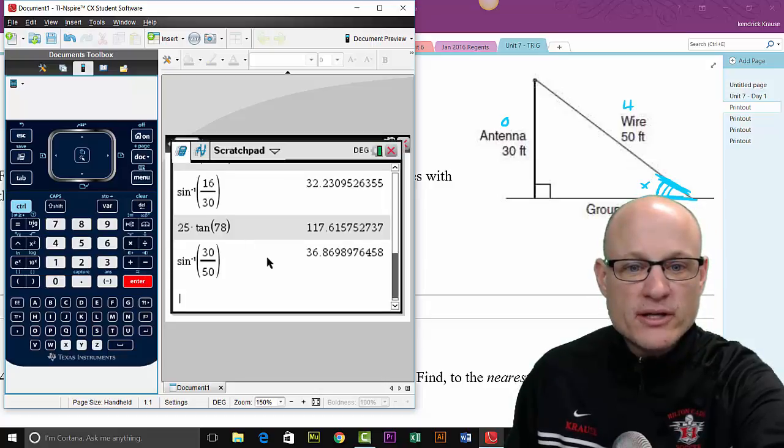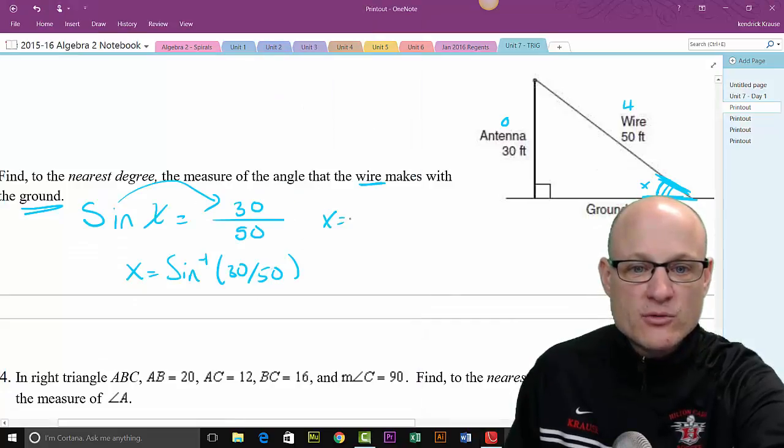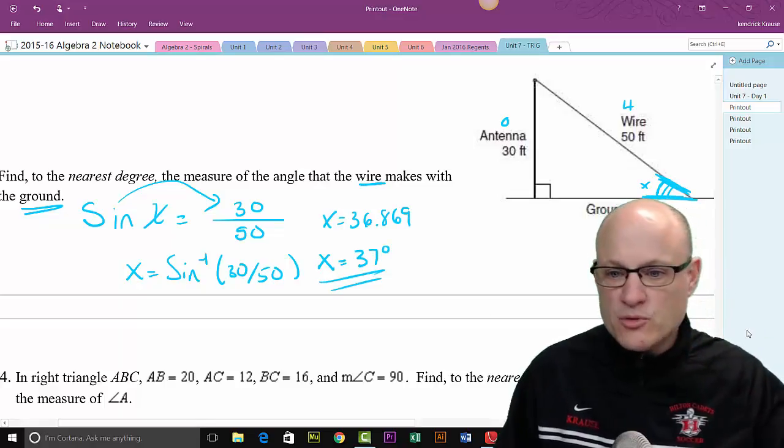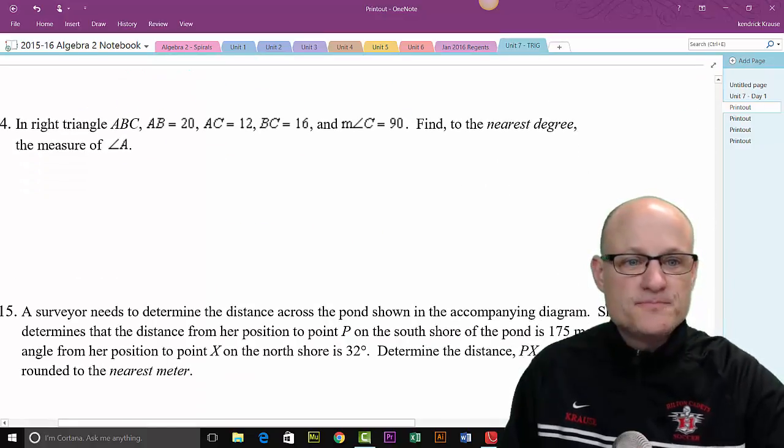It's 36.869. X equals 36.869. Or x is equal to, nearest degree, 37 degrees. Moving down, kid. Last page.